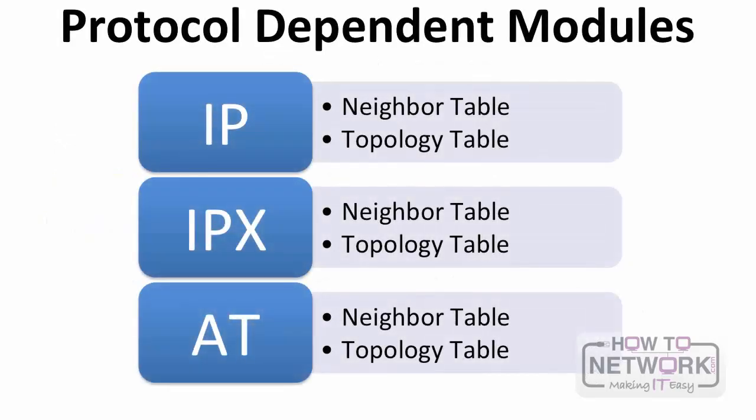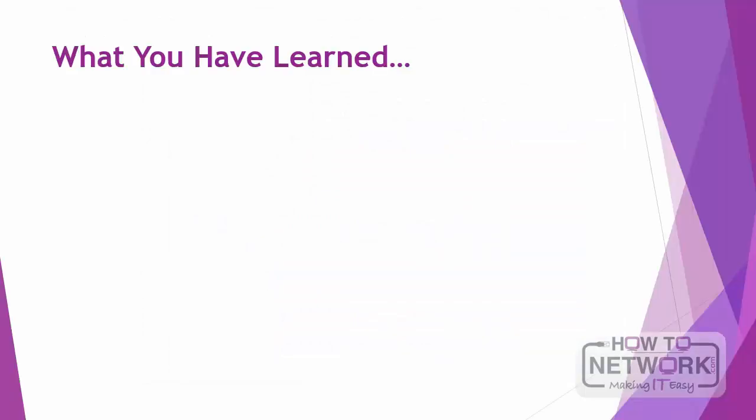And last, but certainly not least, we have protocol-dependent modules. So EIGRP and the DUAL algorithm function in a way that protocols can run and use EIGRP independently of one another. So IP builds out its own neighbor and topology tables. IPX and AppleTalk, they all build out their own neighbor and topology tables, and DUAL can work with any and all of them.